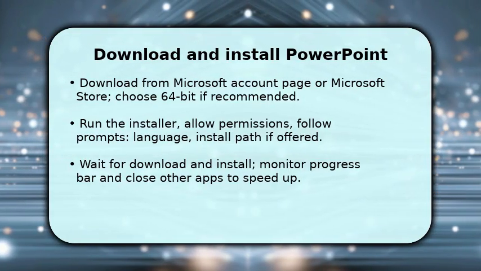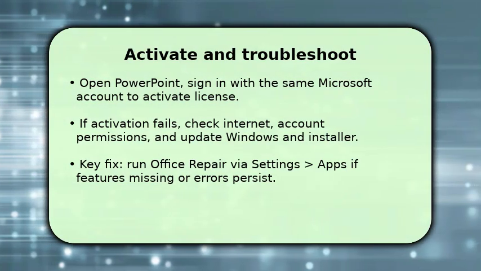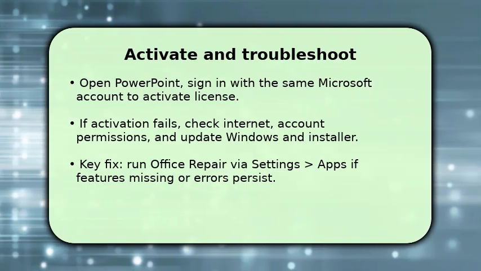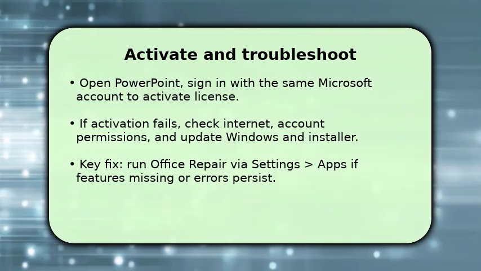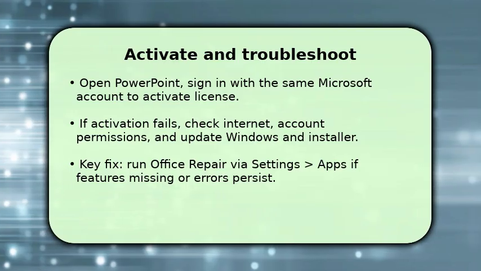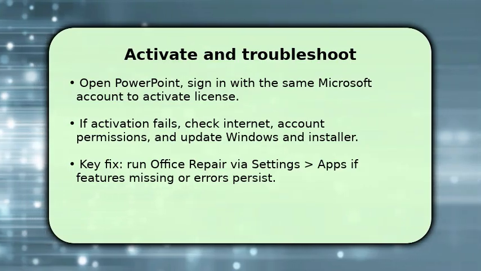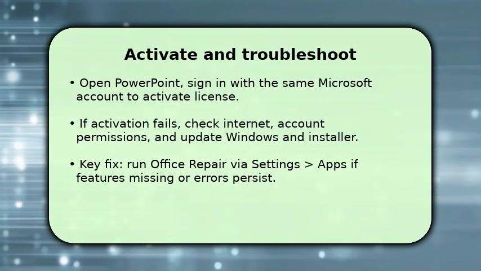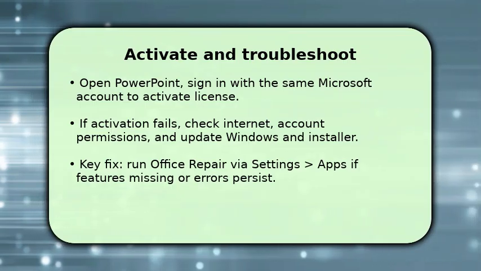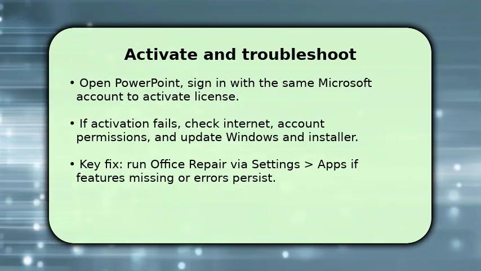Finally, open PowerPoint and sign in to activate the license. Activation links the product to your account and enables updates. If activation fails, first confirm you're online and signed into the correct Microsoft account, then run Windows Update and retry because missing OS updates often block activation.